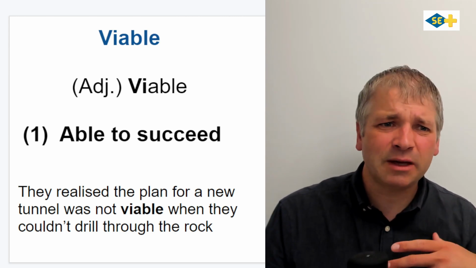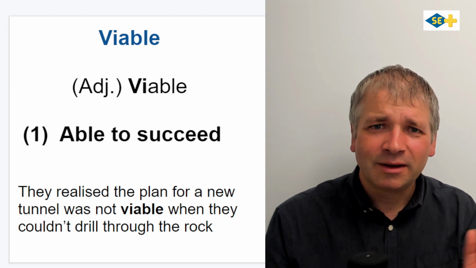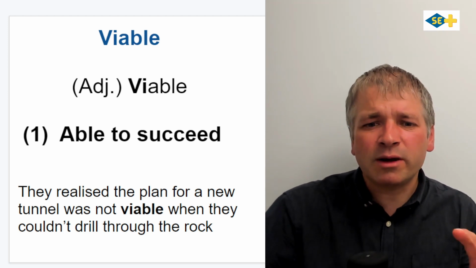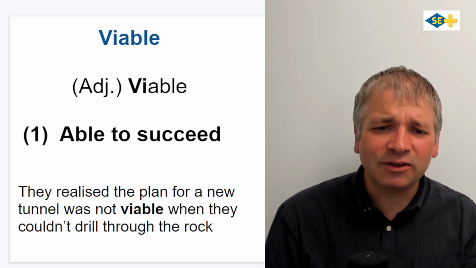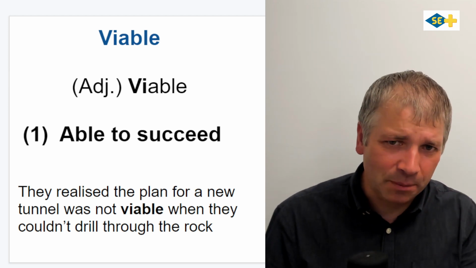Sometimes we say something is not viable because there's not enough money to pay for it. Sometimes we don't have the materials, so it's not viable. So the reason why something can't succeed affects whether something is viable or not.